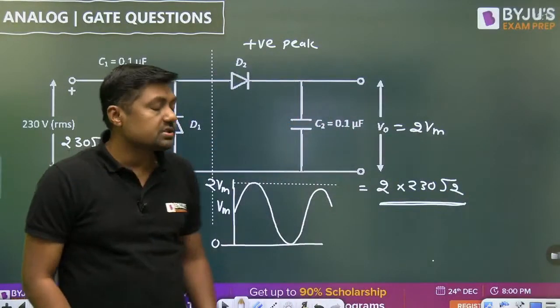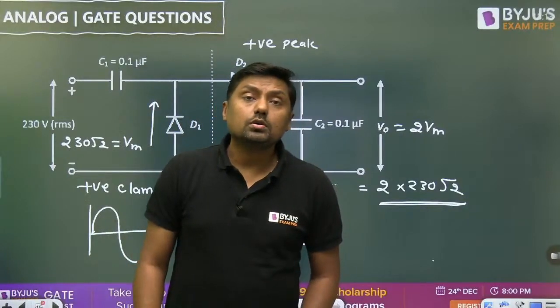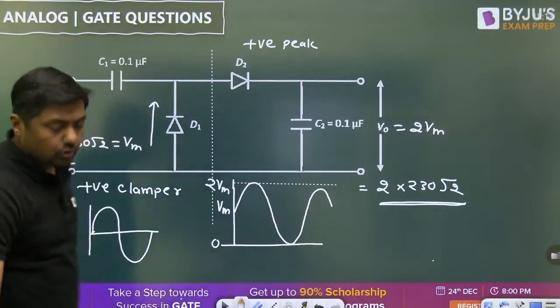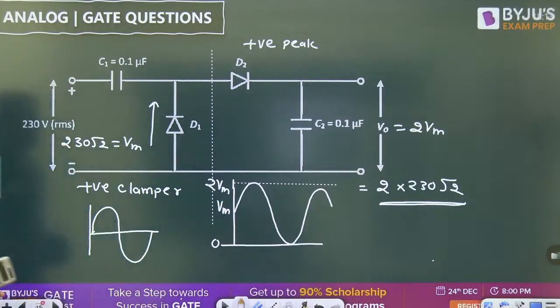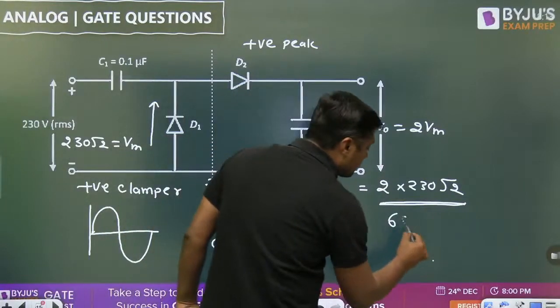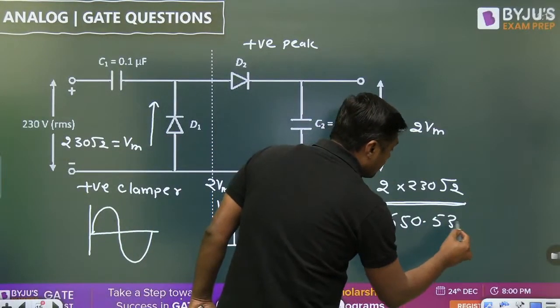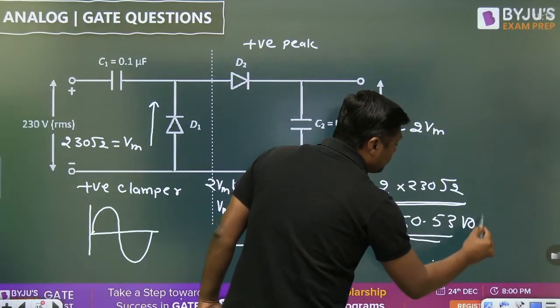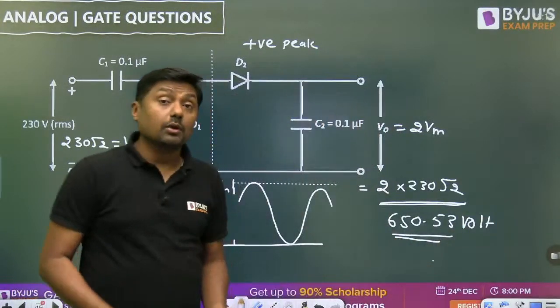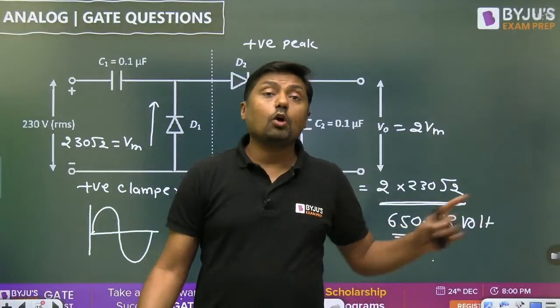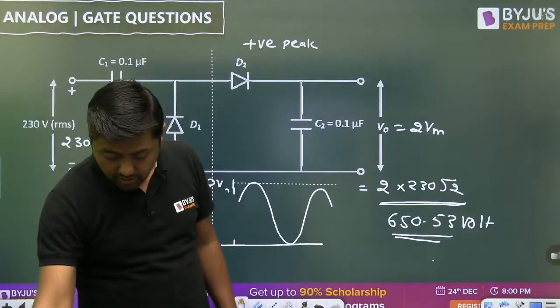That is 460 into root 2. This is the RMS value, so first of all convert it into the peak value. Then the output value is 230 into 2 into root 2, which is 650.53 volt. So that is the doubler, because we are getting the output as 2 Vm.